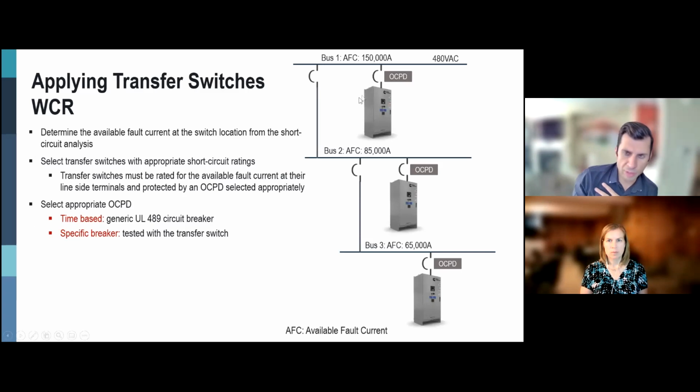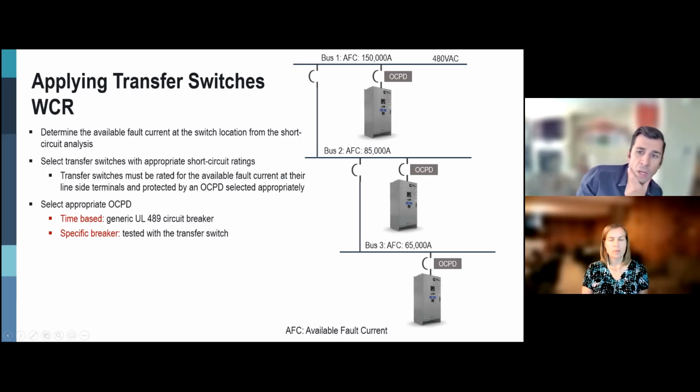Basically, you do the calculations using ETAP or SKM, and you might have one board or multiple boards, and that fault current keeps going down. You want to have an OCPD protecting the transfer switch. Select a transfer switch where the available fault current is 150,000 amps. The WCR at these terminals must be able to handle that. But as you go down in the distribution boards, the fault current goes down due to the resistance. Now it's 65,000 amps. You really don't need a 150,000 amp WCR down here. It's not needed because you went down in the distribution board.